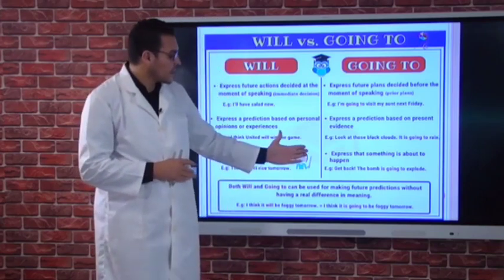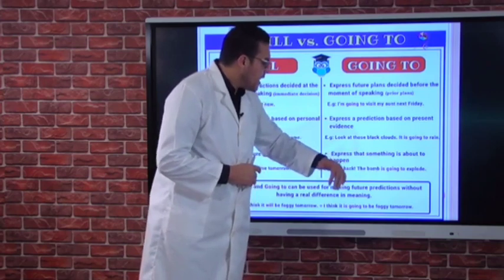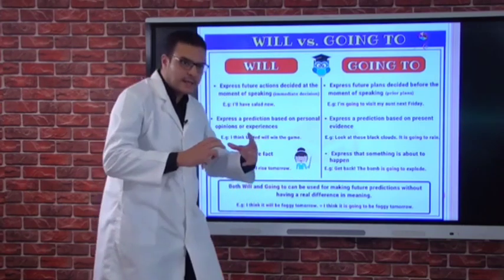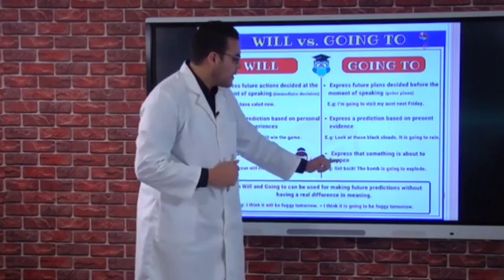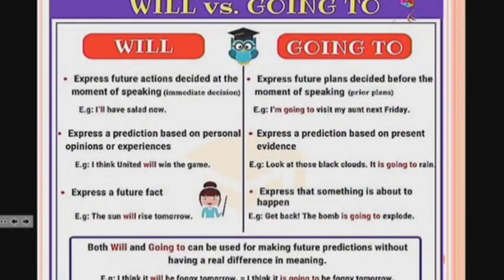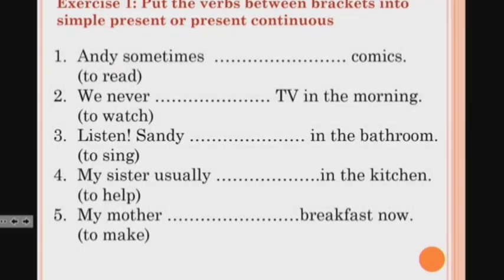The last use is to express that something is about to happen. Something is about to happen, okay? Get back, the bomb is going to explode! So that's the difference between will and be going to future. Now let's have some practice. Five statements in here, we are going to do them together, okay?